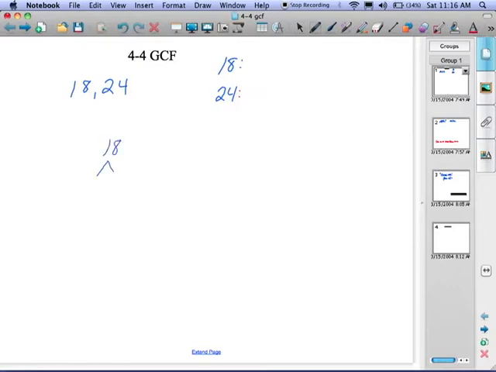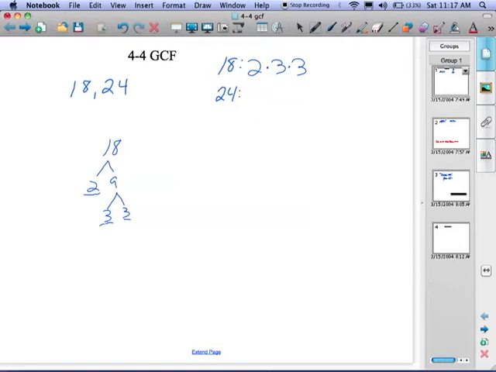So 18 can be broken into, and remember, we're looking for the lowest prime number that goes into both of these numbers. So we have 18 can be 1 and 18, 2 and 9, and 3 and 6. We will select 2 and 9. 2 is a prime number. 9 is not. 9 can be broken into, well, 3 and 3. So 18 is 2 times 3 times 3. So we will write 2 times 3 times 3 off for 18 up above.